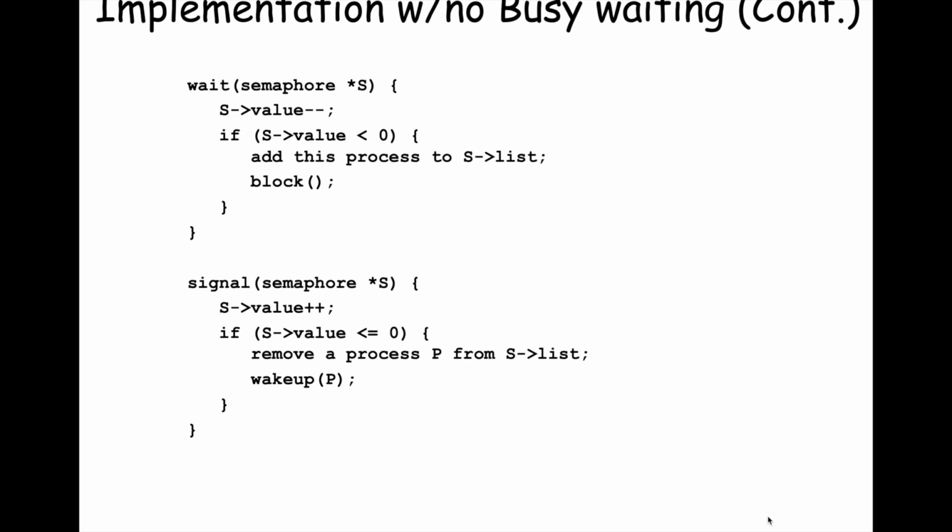So here we have the wait, and we have the semaphore variable here passed into the wait. Now, again, these are atomic instructions, right?